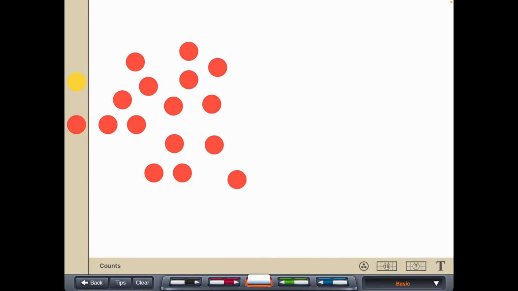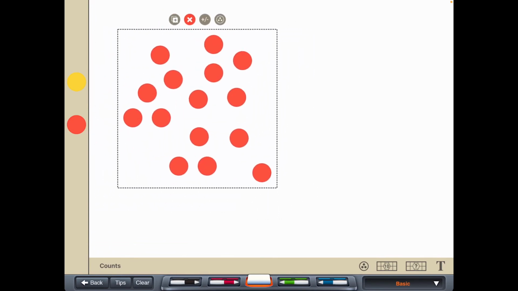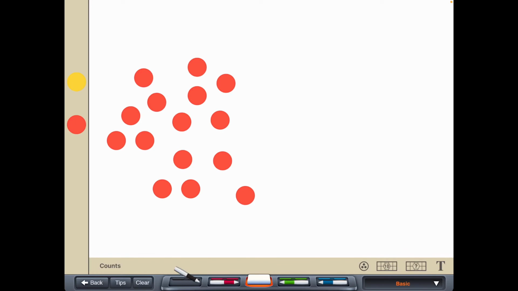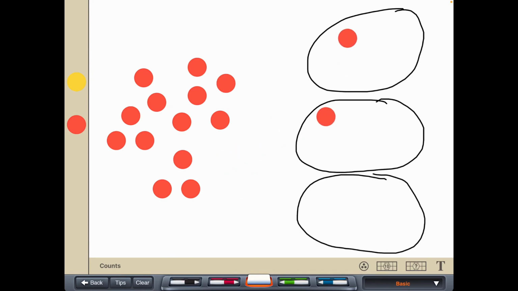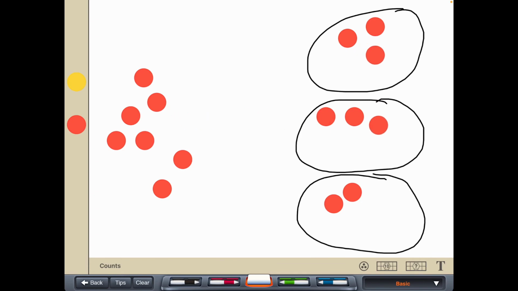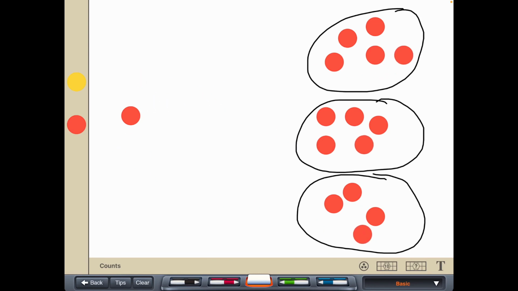Again, we have a whole group of counters. In this group, there are 15 counters. So let's divide the group equally into 3 smaller groups. 3 circles. And let's go 1, 1, 1, 2, 2, 2, 3, 3, 3, 4, 4, 4, 5, 5, 5. We have divided the whole group into 3 equal smaller groups.